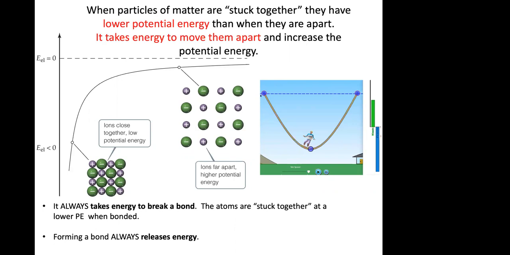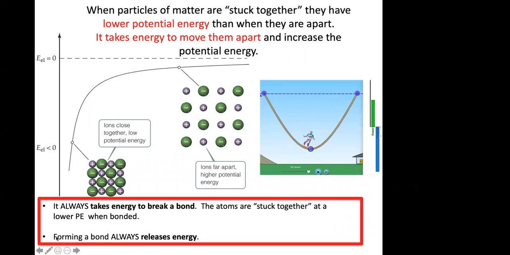So what we're going to find here, as we connect this to other ideas in chemistry, it's always going to take energy to break a bond. The atoms are stuck together at a low potential energy when they are bonded together. It always takes energy to break a bond. Forming a bond is the opposite. Forming a bond will always release energy.